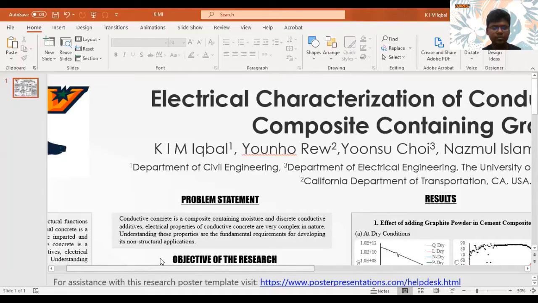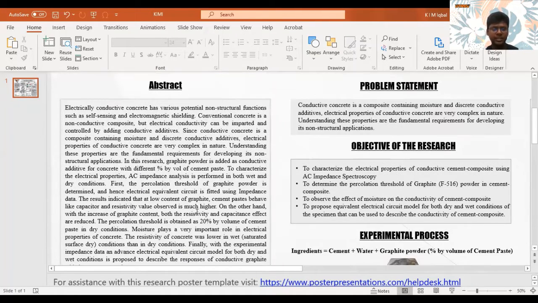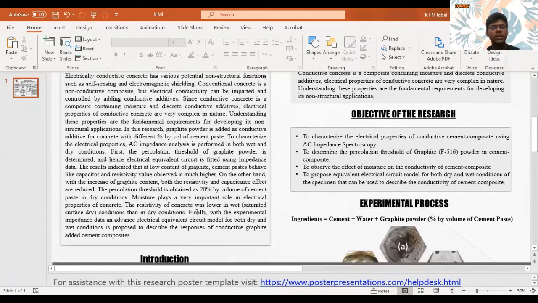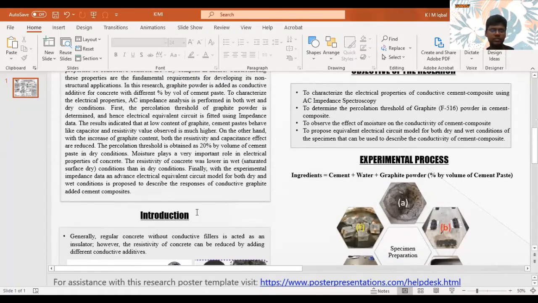As we know, concrete is a non-conductive element, and it can be imparted electrical conductive properties by adding fillers. In this research, we used graphite powder and measured the electrical properties using AC impedance spectroscopy. We observed its effect under wet, moisture conditions and dry conditions. And finally, we formed an equivalent circuit model to analyze the results.